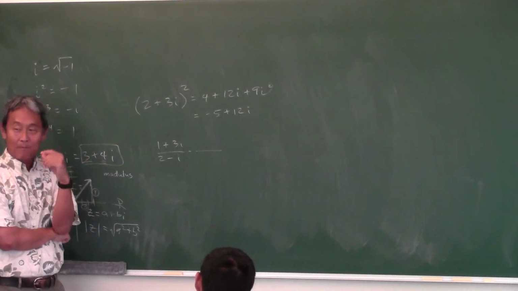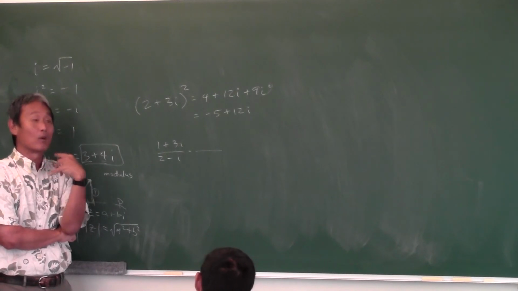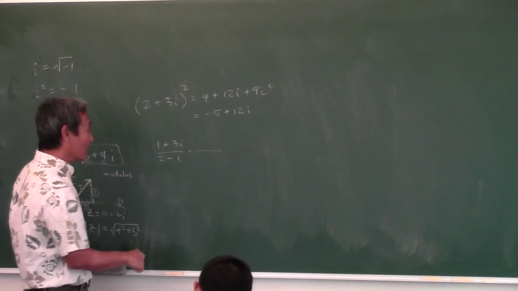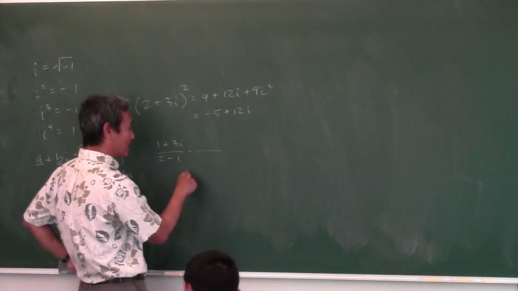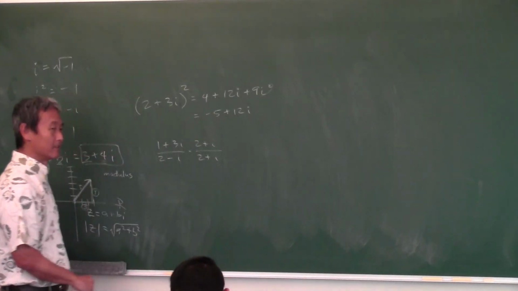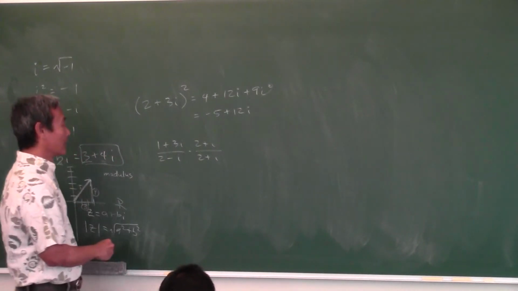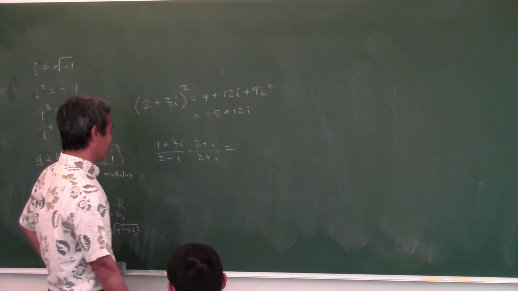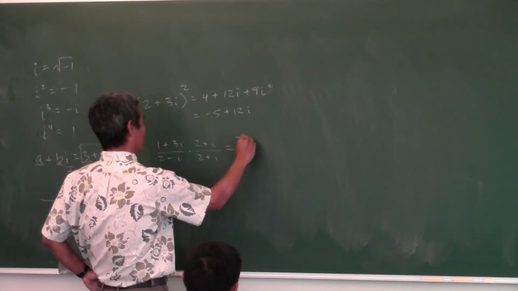No, you multiply top and bottom by the, what's the word? The conjugate of the denominator. What is the conjugate of 2 minus i? 2 plus i. Is this starting to bring back memories? Okay, multiply the top using FOIL.